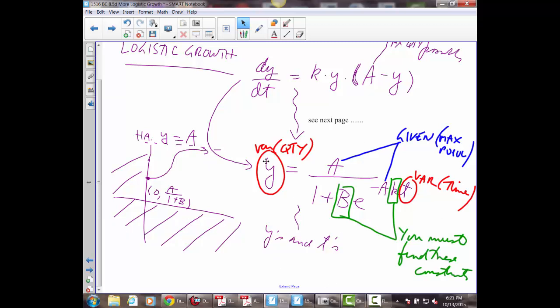So the idea is to come up with an equation in the two variables: y, which is how many people have the flu or how many people have heard the rumor, and t, which is the passage of time. They'll give you the a, which is the maximum population. It's going to be up to you to find the b and the k.